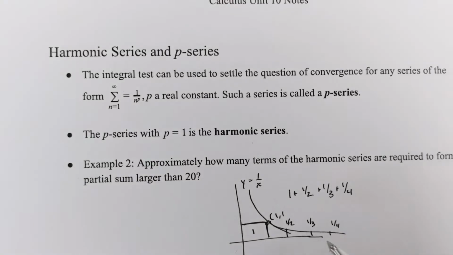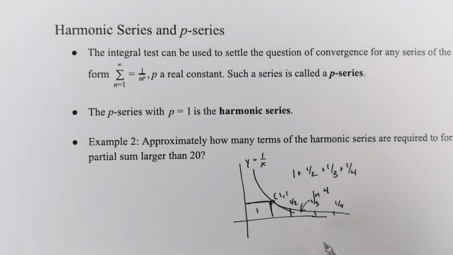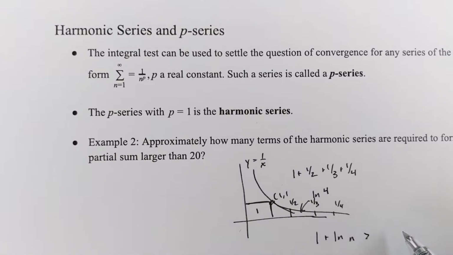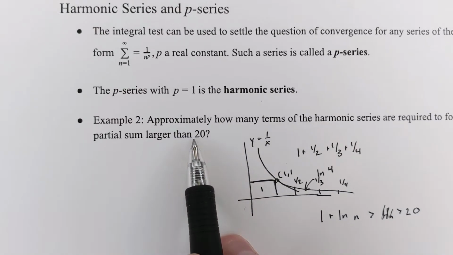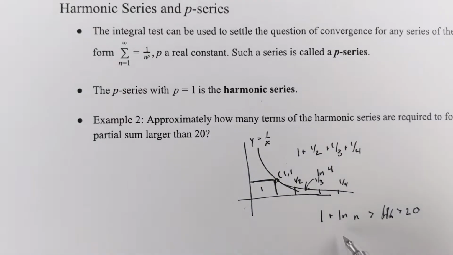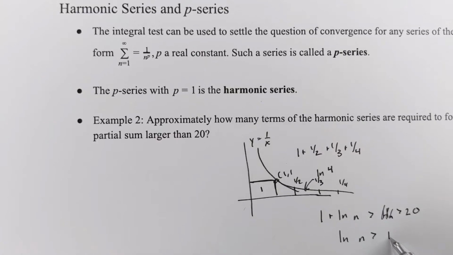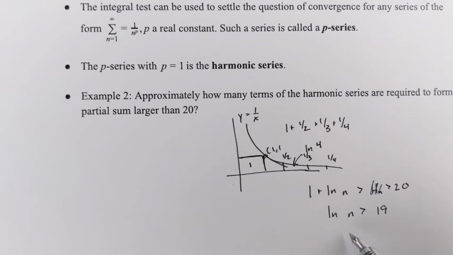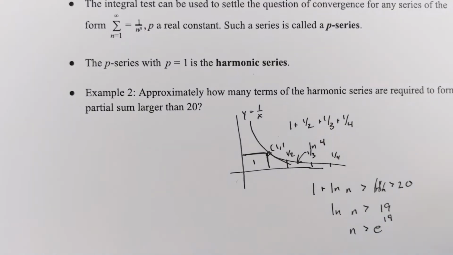So this stuff down here ends up just being the natural log of n. So I know that 1 plus ln of n has to be greater than the harmonic sum, which has to be more than 20. So this kind of stuff doesn't matter. We want the sum larger than 20, so the natural log equals 19. Subtract the 1 across. To get rid of the ln, everybody becomes an exponent on an e. So e to the 19th.